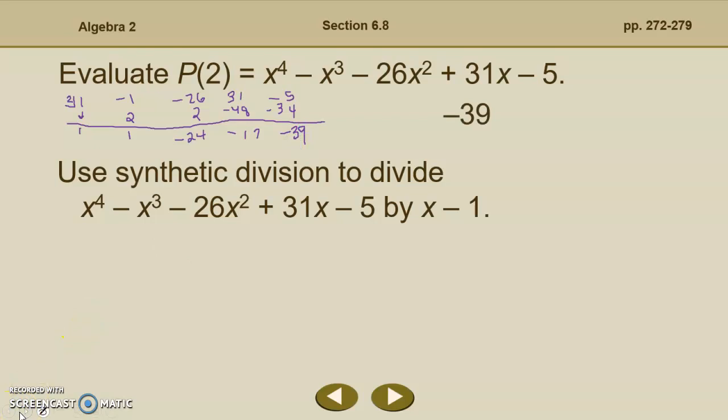Okay, I just did it synthetically. Remember that you can also plug and chug. Try to use synthetic division on your own to divide this one, and then pause the video and check your work.